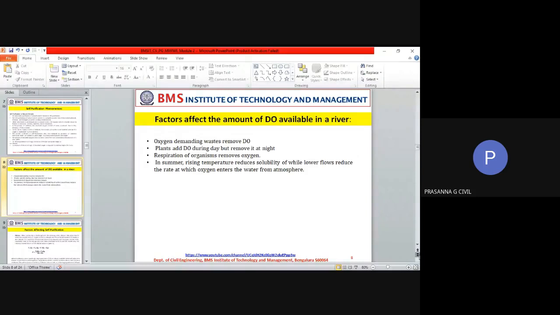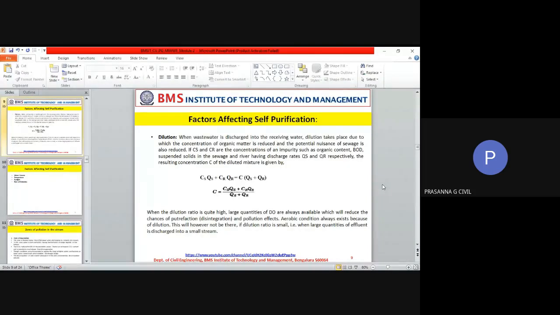Now is the important one. The factors affecting self-purification. Very, very important. First we talked about dilution, and we understood that dilution happens when a small quantity of waste or organics is dispersed in a large quantity of water. So here I have two terms, QS and QR, which is nothing but the quantity of sewage, and suppose I'm talking about a river, the quantity of river water. So meter cube per second, discharge. We are talking about discharge here.